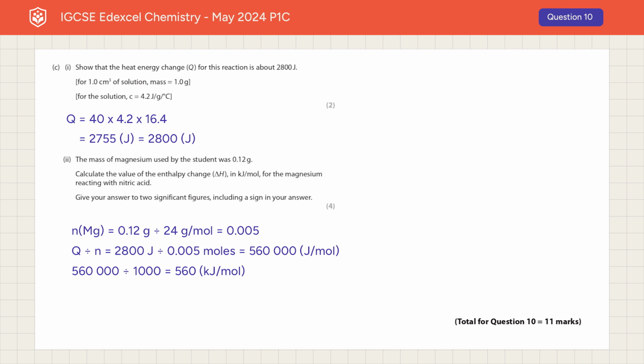Crucially, we must include the sign. The temperature went up, meaning the reaction released heat. It's exothermic. So delta H equals minus 560 kilojoules per mole to two significant figures.